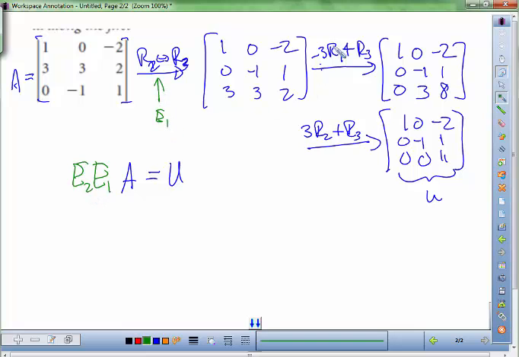The elementary row operation that takes the first row, multiplies it by negative 3, and then adds it to the third row. Let's call that elementary row operation 2, E2. And then elementary row operation 3 is this one where we take the second row, multiply it by 3, and add it to row 3. So it turns out that our U is equal to this.